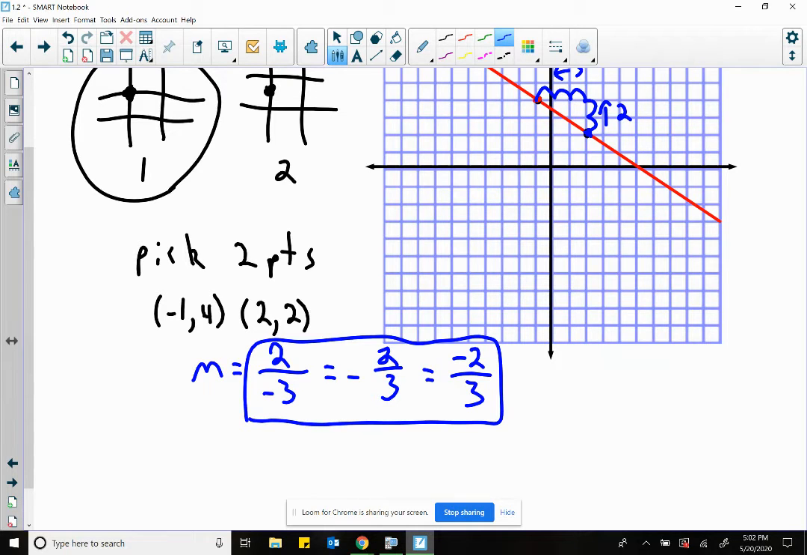Your choice. If I went from the red dot to the blue dot, I'd get the same answer because I would have to go 1, 2. That would be down 2, which would be the negative 2. And then 1, 2, 3 to the right, which would be the positive 3. Oh, look, there's the slope that we just talked about in red.